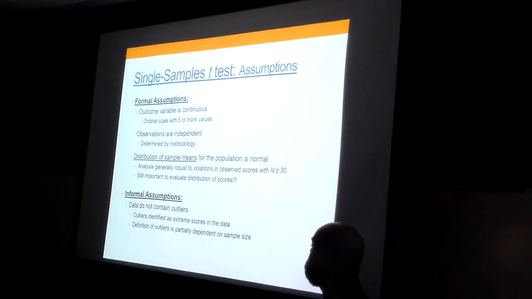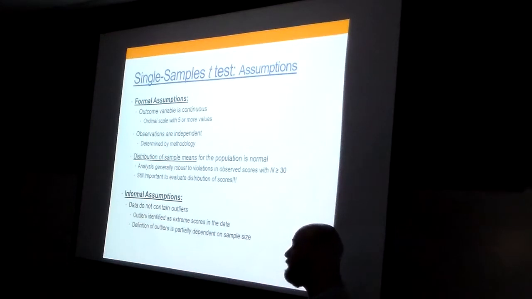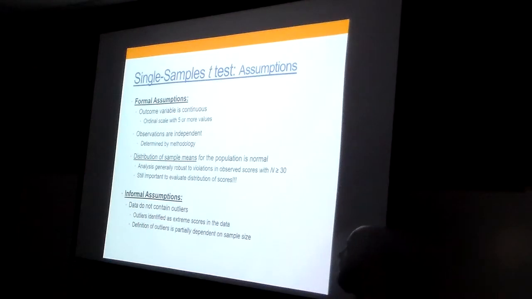And so for our single sample t-test, there are some basic assumptions that we need in order to make any inferences that we draw from our hypothesis test valid. We need to make sure that we are working with an outcome that's continuous, okay?